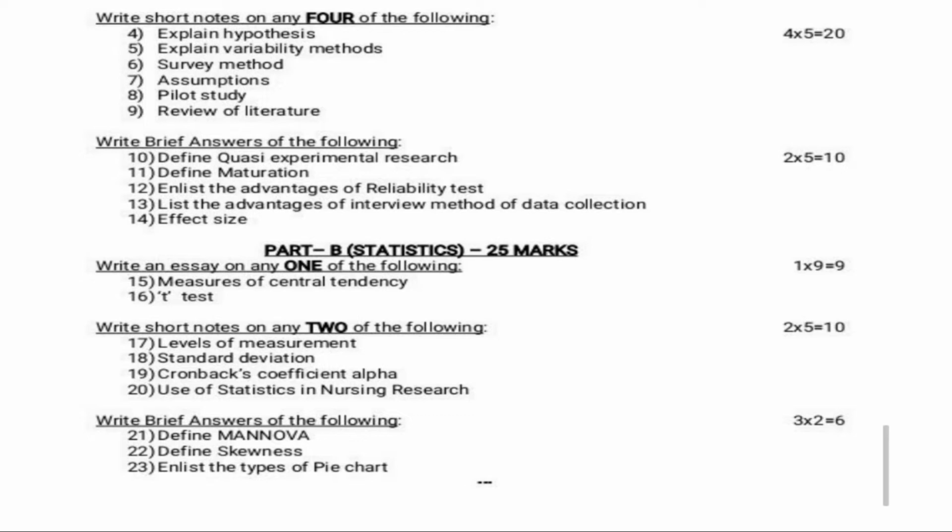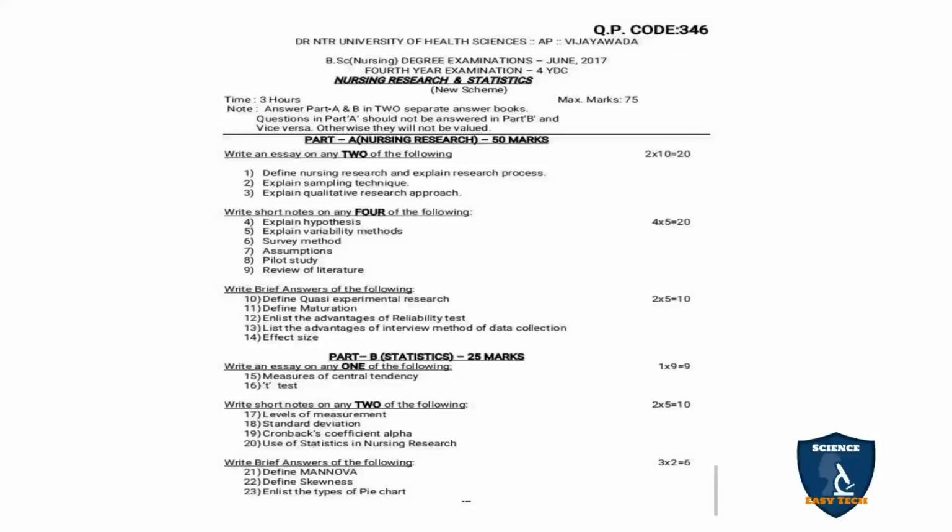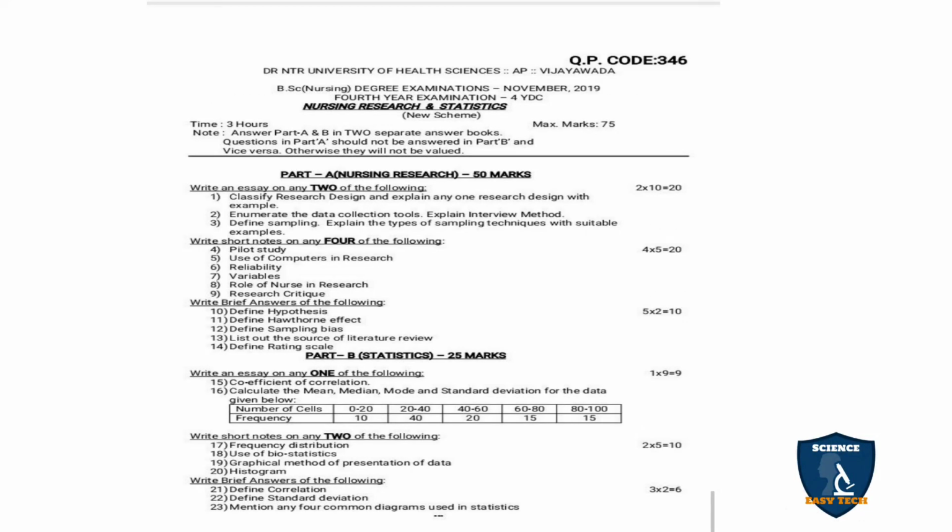21st question, define MANOVA. 22nd question, define skewness. 23rd question, enlist the types of pie chart. So this is June 2017 question paper. Next is November 2019 question paper.